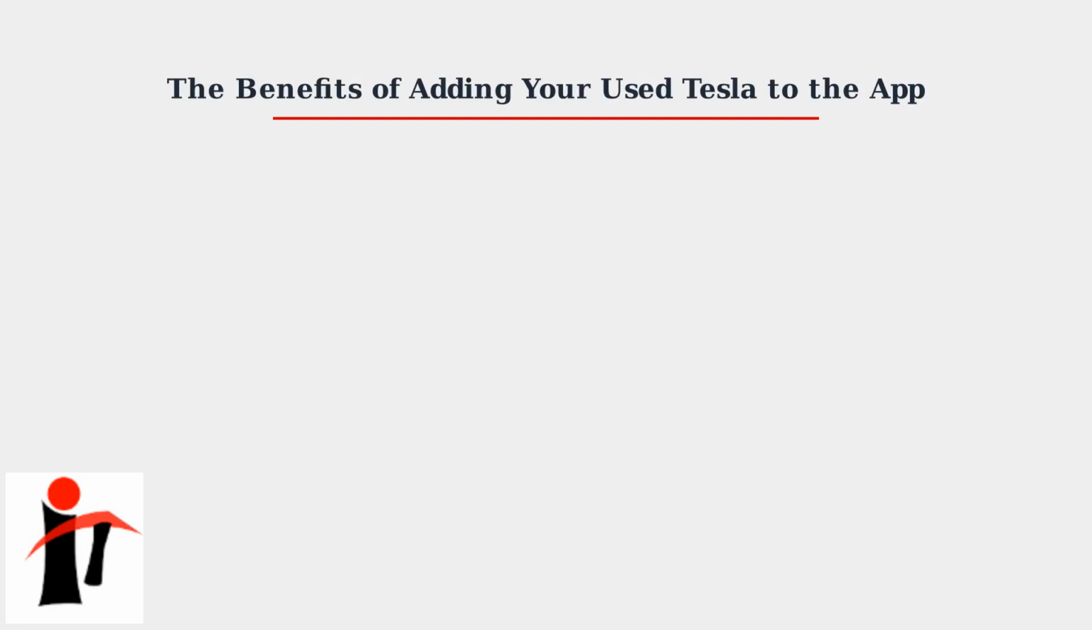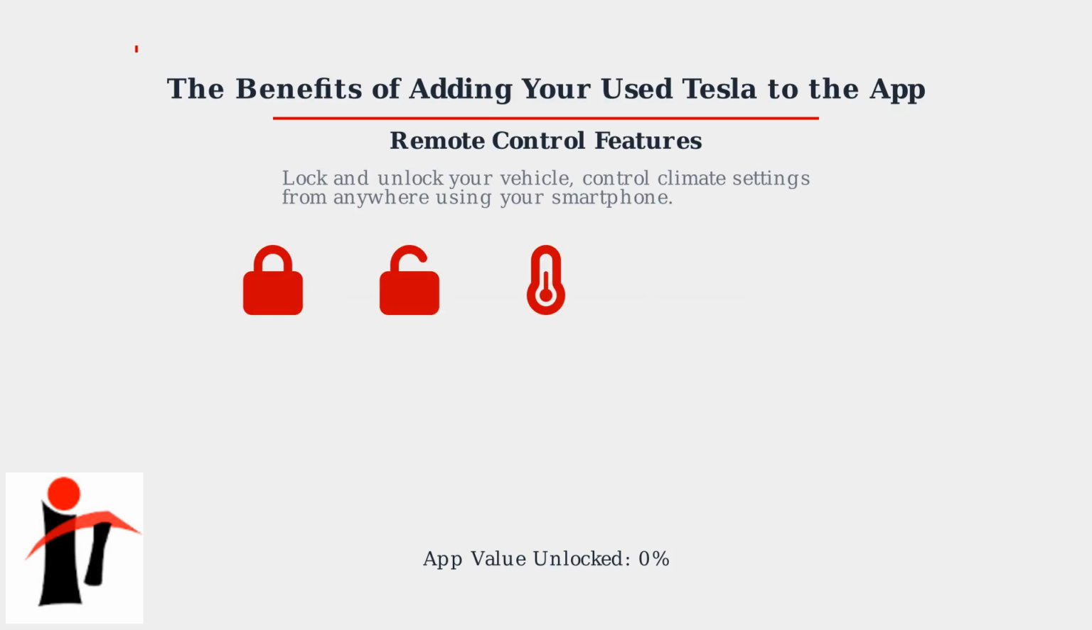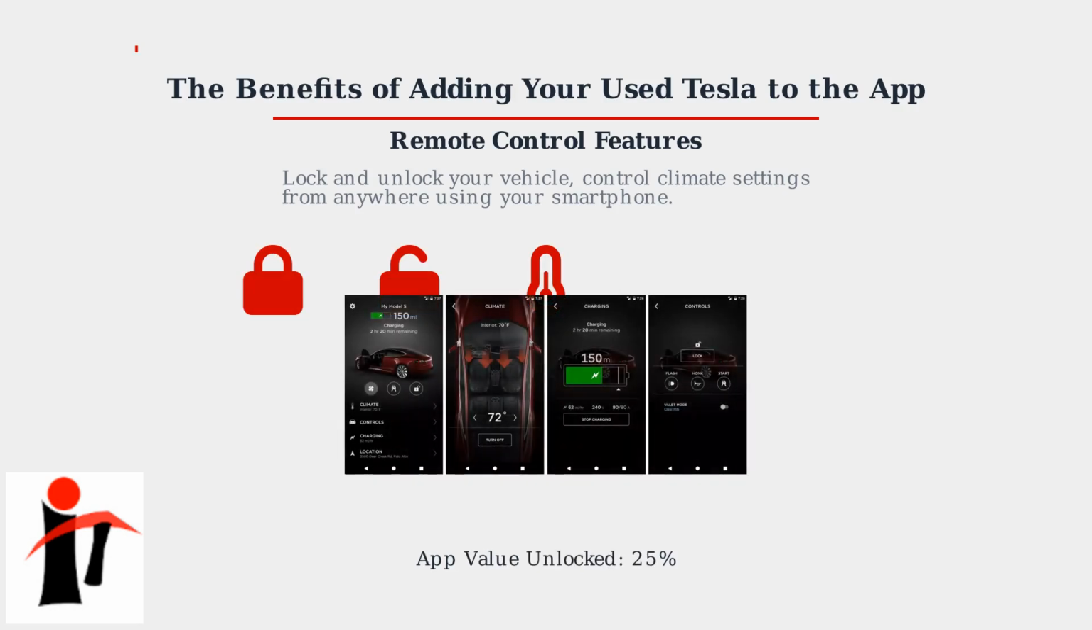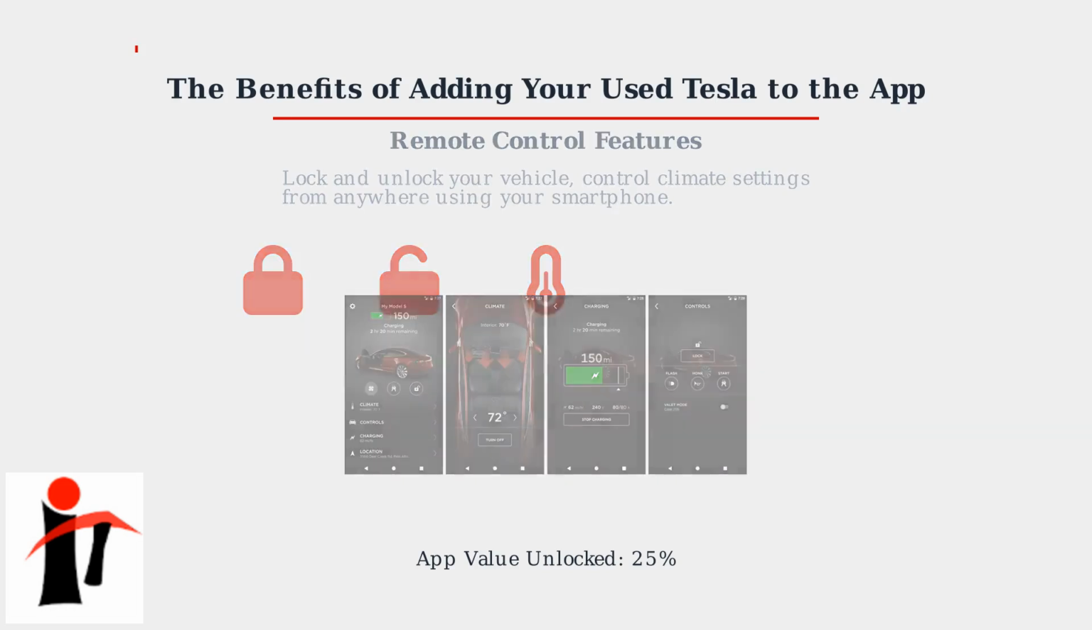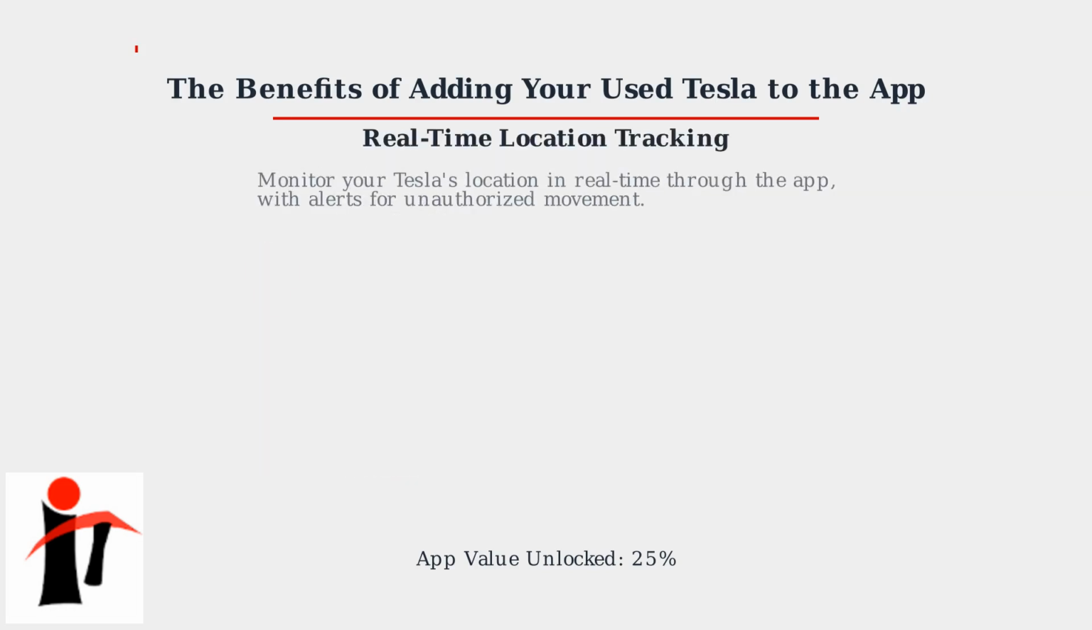Adding your used Tesla to the app unlocks numerous valuable features that enhance your ownership experience. Remote control capabilities allow you to lock and unlock your Tesla from anywhere. You can also adjust climate settings, ensuring your vehicle is comfortable when you arrive. Real-time location tracking keeps you informed of your vehicle's whereabouts at all times. Receive alerts if the car moves without authorization, providing peace of mind.